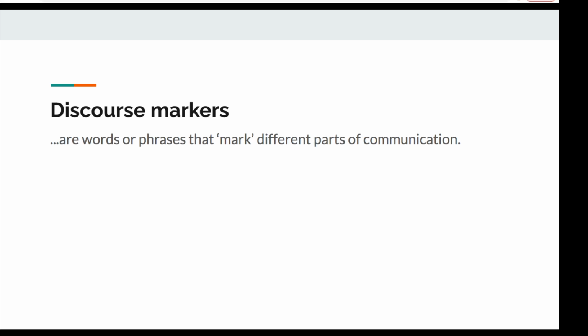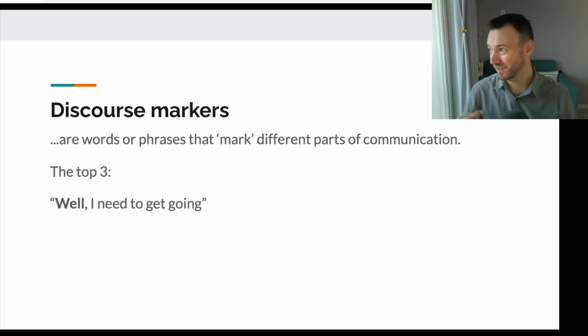So let's look at an example where we say, well, I need to get going. Again, think about what the word well is doing in this sentence. What message is it communicating? Again, we're not thinking about what it is doing as grammar, because we could delete well and it still has the same meaning. You could say, I need to get going. It kind of has the same meaning. So why are we adding well?